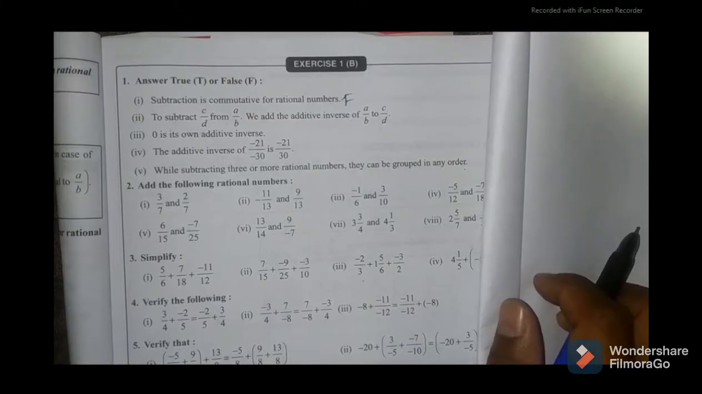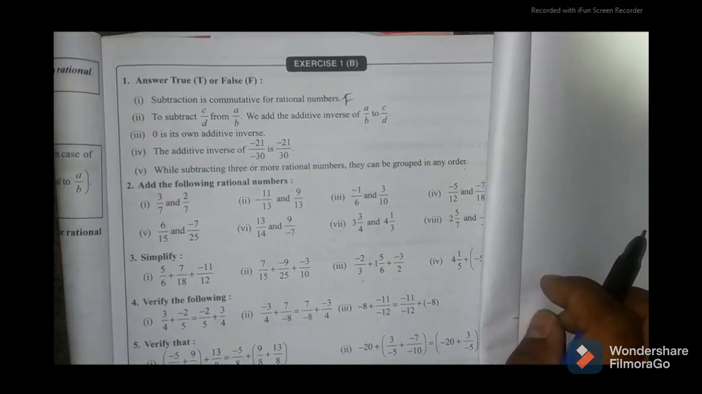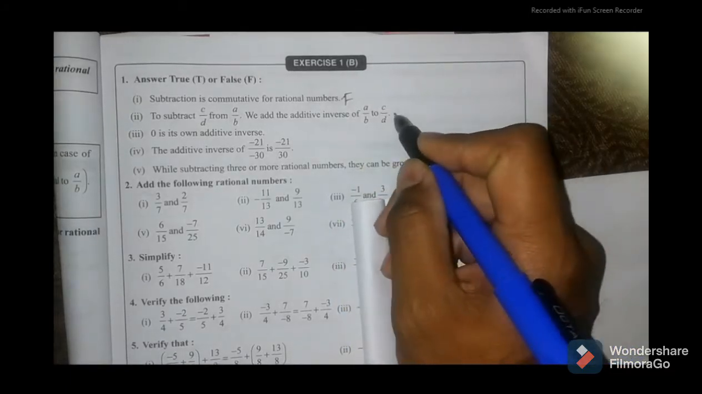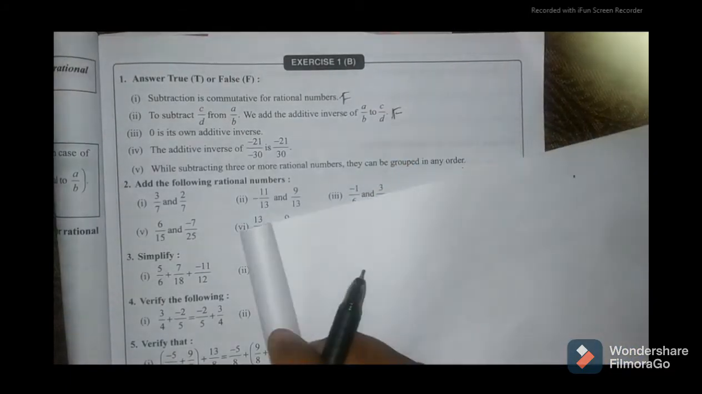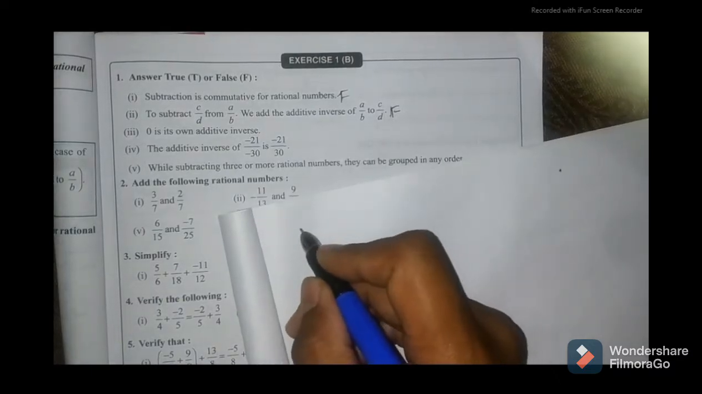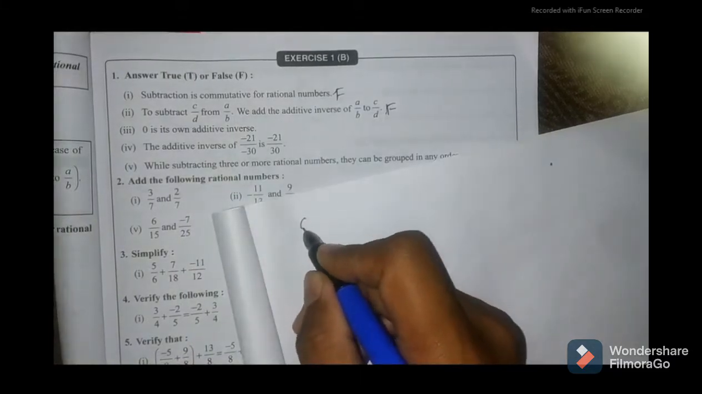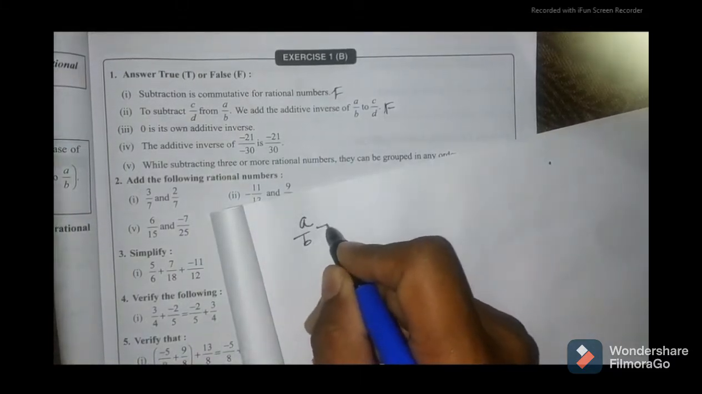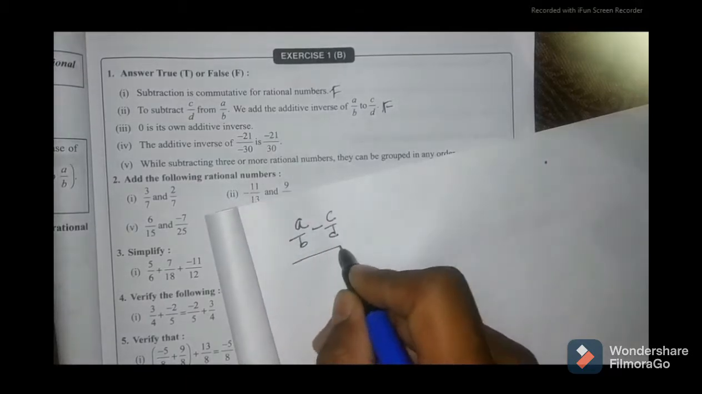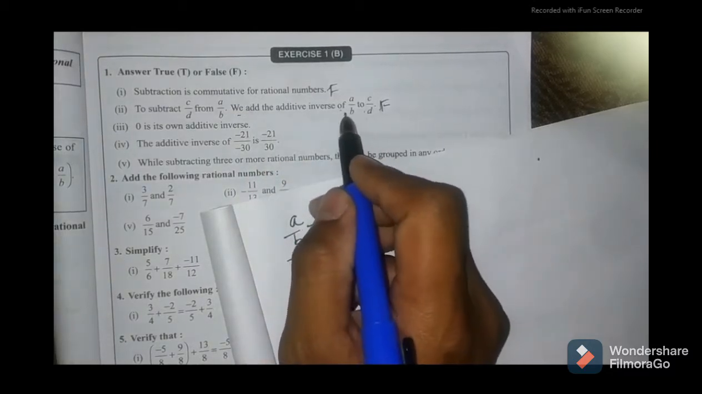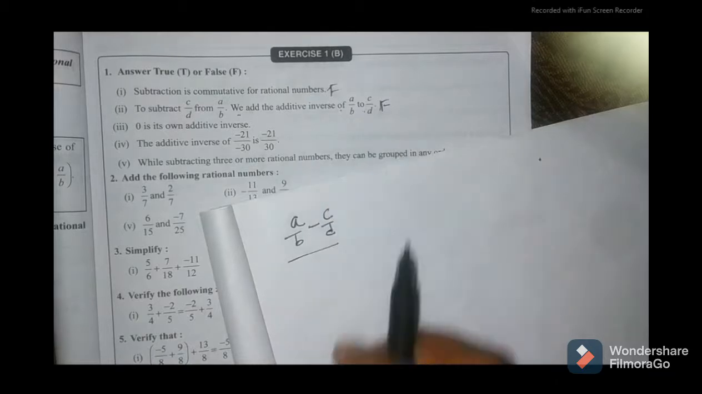Now the second is: to subtract c by d from a by b, we add the additive inverse of a by b to c by d. Now this should be false. Let me explain how. To subtract c by d from a by b, it says that we add the additive inverse of a by b to c by d.